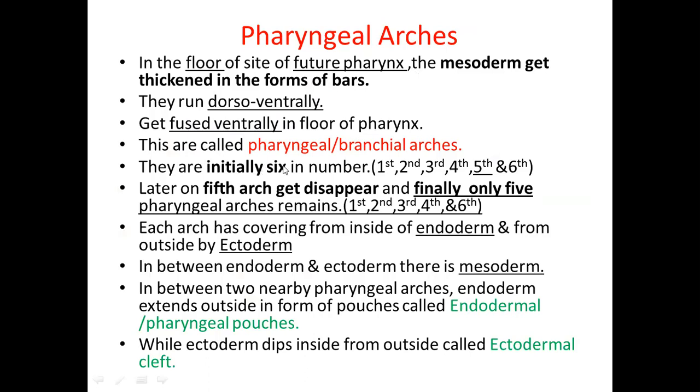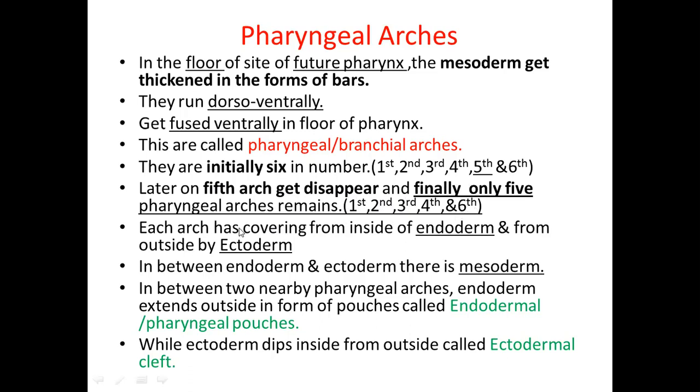Initially they are 6 in number. They are labeled first, second, third, fourth, fifth, and sixth pharyngeal arches or branchial arches. Meanwhile, during the development process, the fifth arch disappears, and finally only 5 pharyngeal arches remain. So first, second, third, fourth, the fifth one disappears, and this is the sixth one.